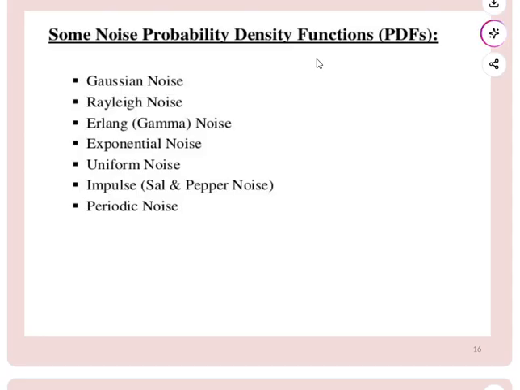There are 7 noise models: Gaussian, Rayleigh, Erlang or gamma, exponential, uniform, and impulse noise. Impulse noise is also called salt and pepper noise. And the last is periodic noise. We'll discuss this in the next lecture.